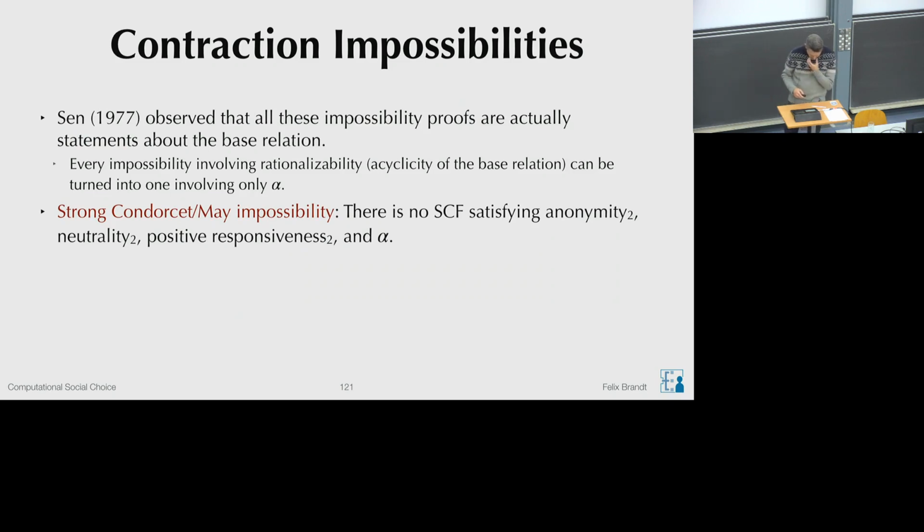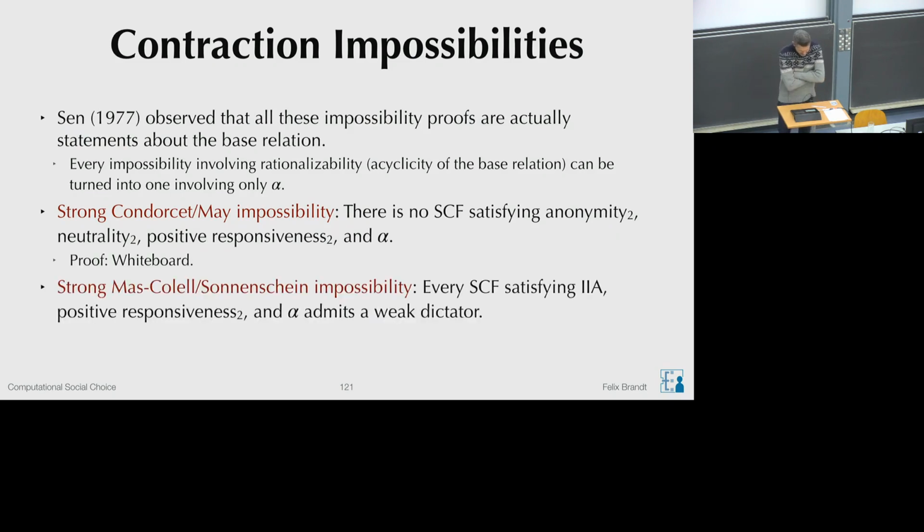Okay, so that's what we have shown, the strong Condorcet-May impossibility. We have basically dropped gamma. And you can do this to the other impossibilities on this big table that I showed you with the Rovian impossibilities. So for instance, there's a strong version of a Mas-Colell–Sonnenschein impossibility, which only requires alpha, and this is really much stronger than the Condorcet-May impossibility. It says that every social choice function that satisfies IRA, positive responsiveness 2, and alpha admits a weak dictator. So maybe you vaguely remember what these weaker notions of dictatorships were, but it's not a good thing to have a weak dictator.